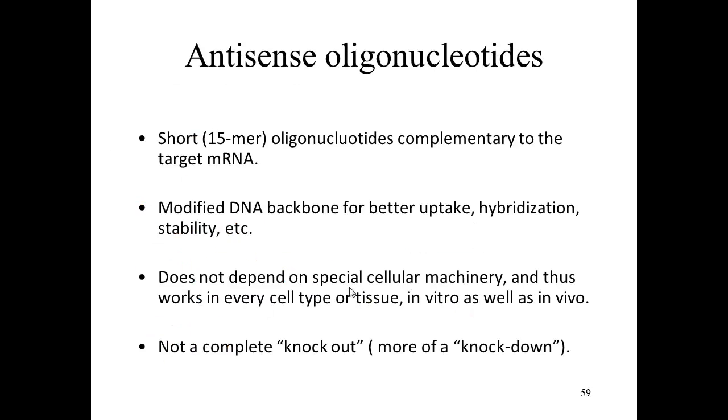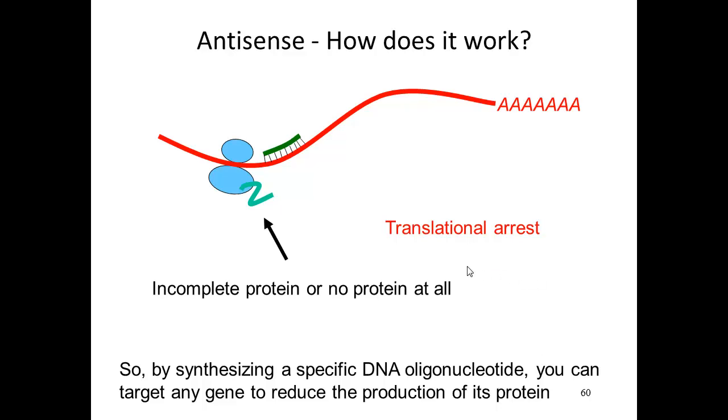Antisense is a straightforward idea. You're going to include short oligonucleotides that are complementary to target mRNA, and this will interfere with the production of the protein. You can use modified chemistry so that it's more stable. The result is based only on the hybridization of the antisense oligo to the mRNA, and this will not completely knock out expression but reduce it significantly. And the mechanism is translational arrest.